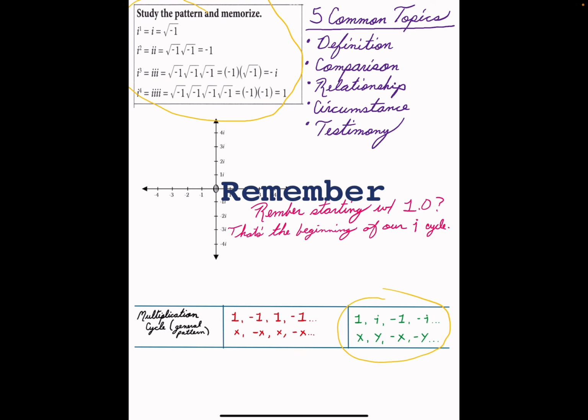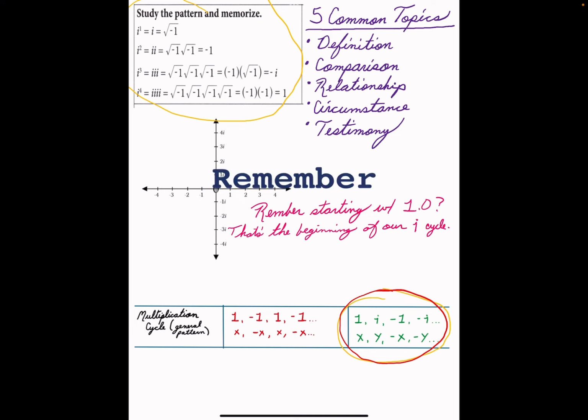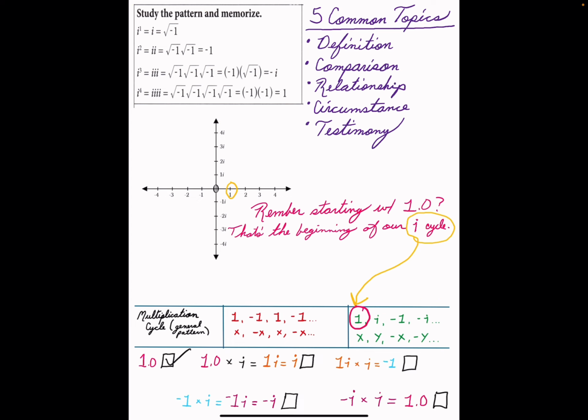Now, up here we see the part of our paperwork that says to study the pattern and memorize. And we can see the pattern, including the number 1 down here, which I prefer. So remember, we started with the 1.0 or 1. That was the beginning of our I cycle. Okay, so we're going to move on.